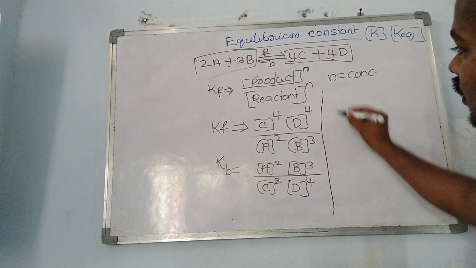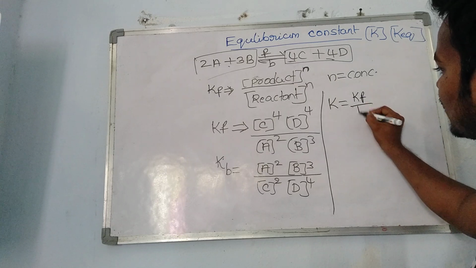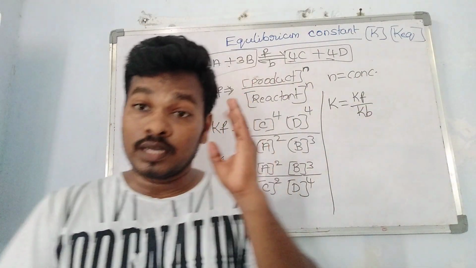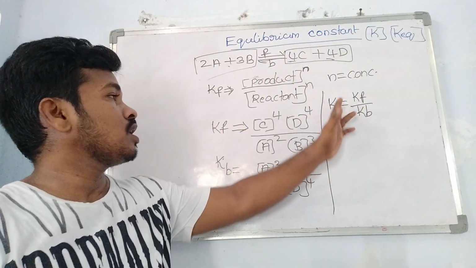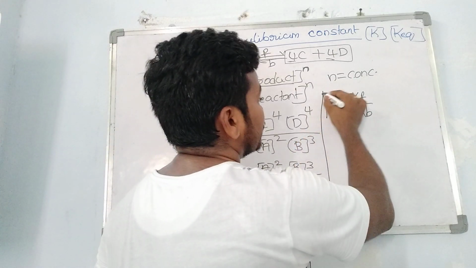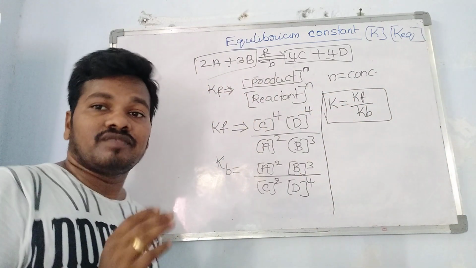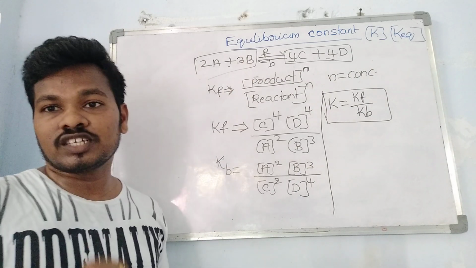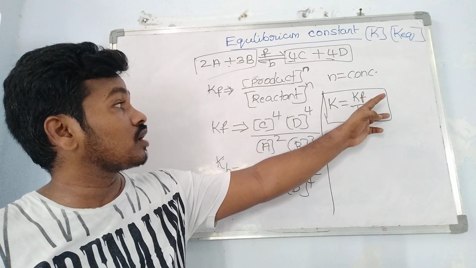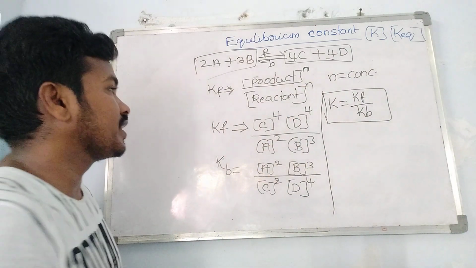So here, equilibrium constant is equal to Kf by Kb. The definition is: at a given temperature, the ratio of the forward reaction and backward reaction is called the equilibrium constant. Generally we write this one definition. There are two definitions for writing the equilibrium expression. See here, the ratio of the forward reaction to the backward reaction. This is one case we will define like this.